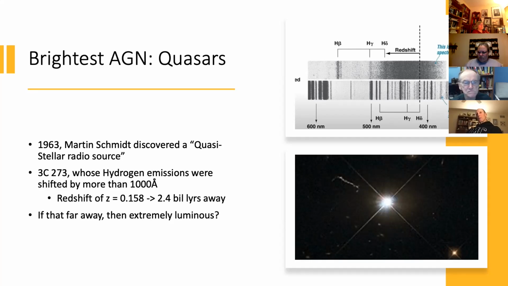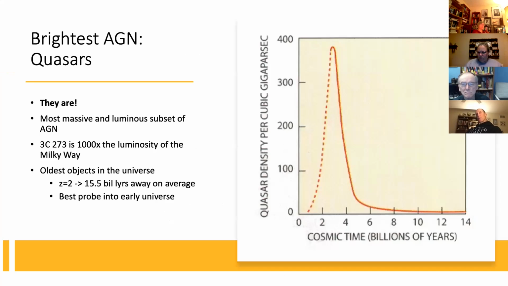So in the 1960s, people were very confused. How can something be that far away and we can still observe it? Nothing had been observed 2.4 billion light years away before. Is it truly that luminous? The answer is yes, quasars are exactly that luminous.